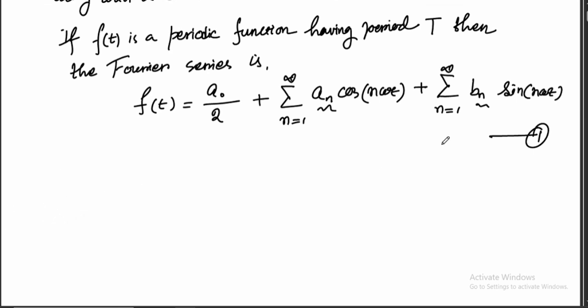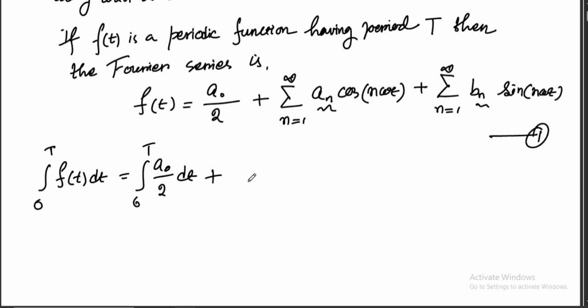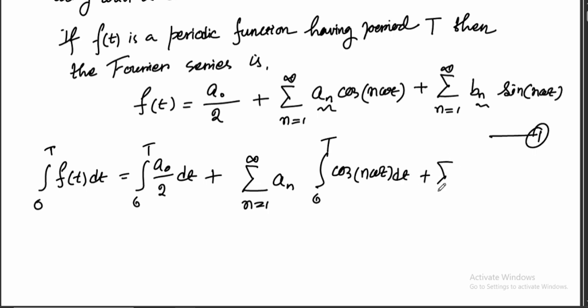First of all, let's integrate equation 1. Integration 0 to T f(t) dt equals integration 0 to T a0 by 2 dt plus, taking the summation outside, summation n equals 1 to infinity an, taken outside, integration 0 to T cos n omega t dt, plus summation n equals 1 to infinity bn integration 0 to T sin n omega t dt.